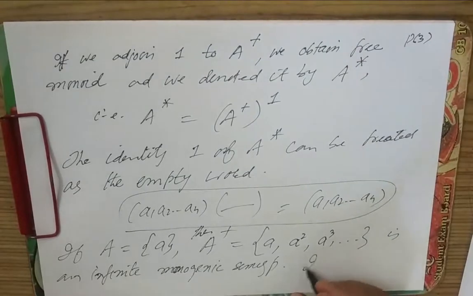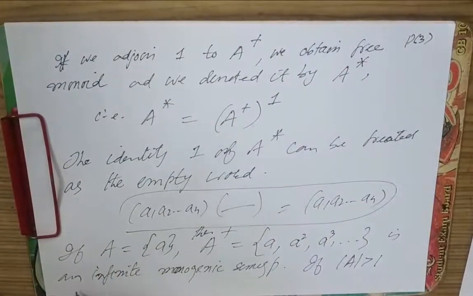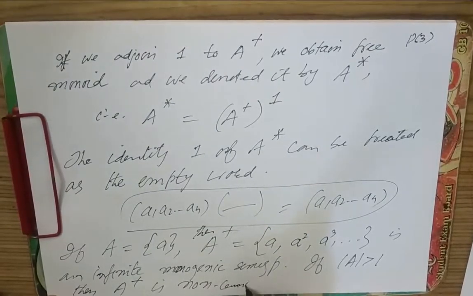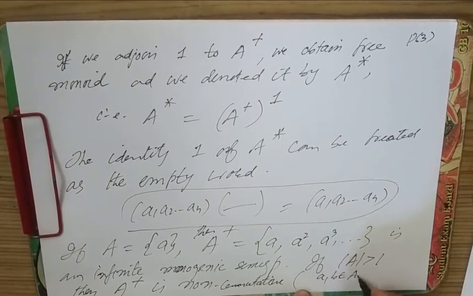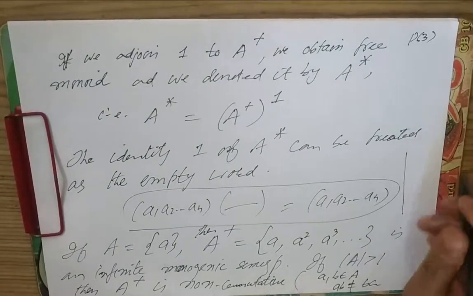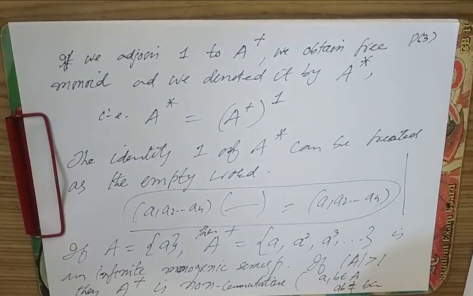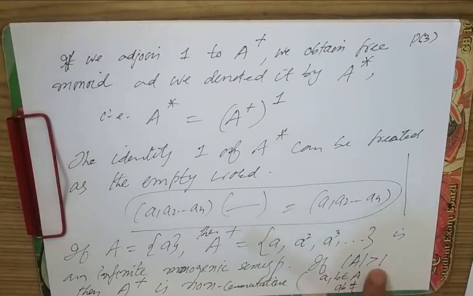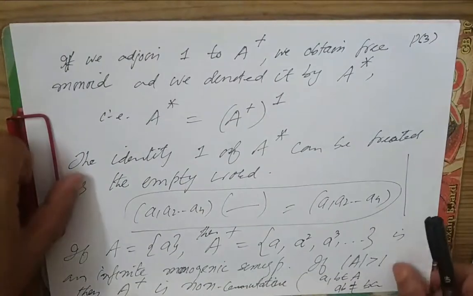And if the cardinality of A is greater than 1, that means if A has at least 2 elements, then A plus is non-commutative. It's not commutative. Because if we have 2 letters a, b from this A, then ab is not equal to ba. They are not the same, because by equality of words we mean the length should be equal, and the corresponding letters should be equal. The length is here equal, but a is not equal to b, because we have at least 2 distinct letters in A, as the cardinality of A is greater than 1. So in that case, this is not commutative.